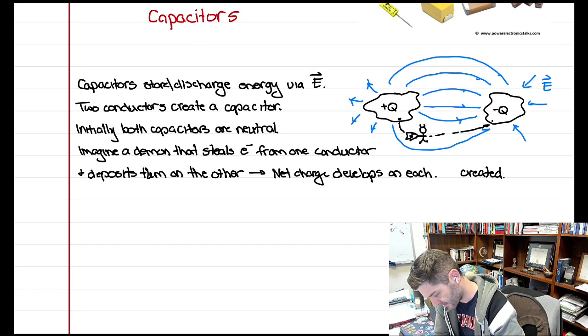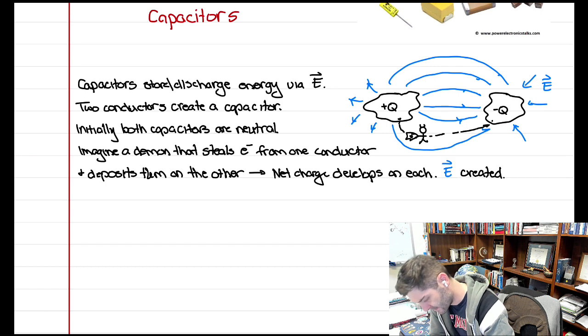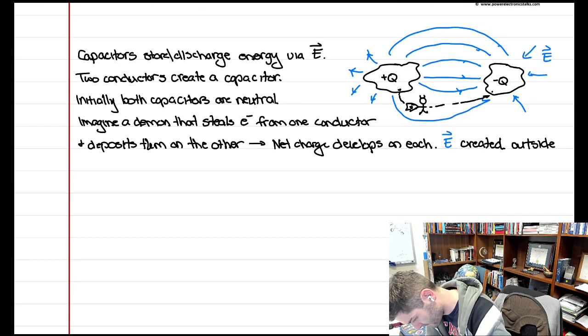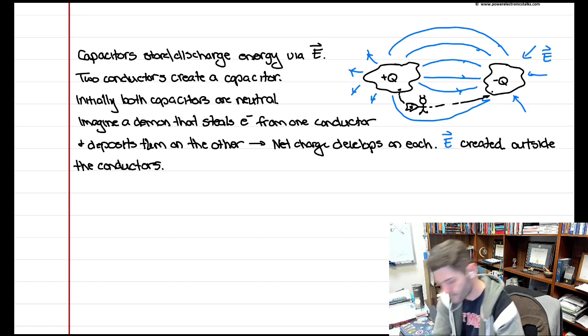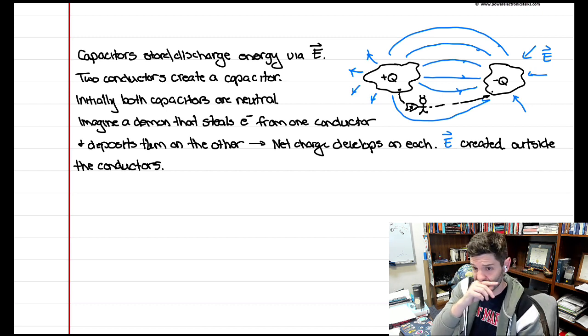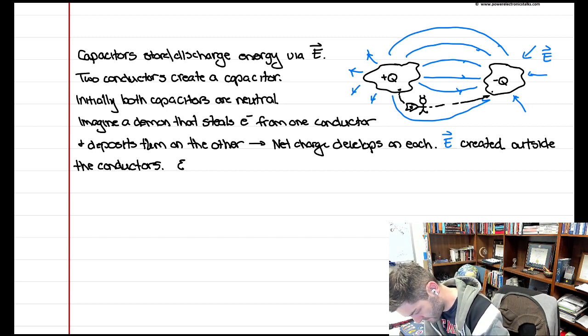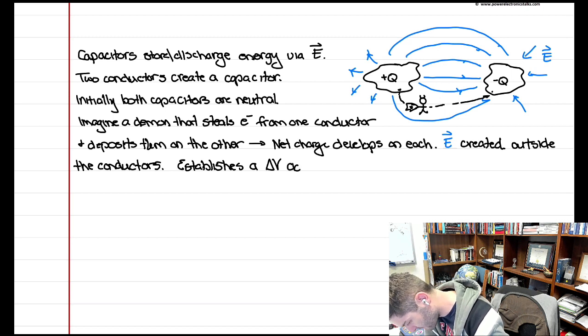I would make this blue. The electric field is created. An electric field, E, is created outside the conductors. Again, not inside the conductors, but outside the conductors. That also establishes a potential difference across the conductors. So it also establishes a delta V across the conductors.